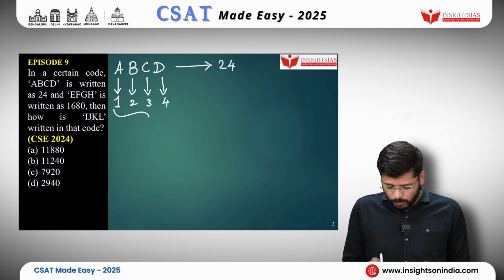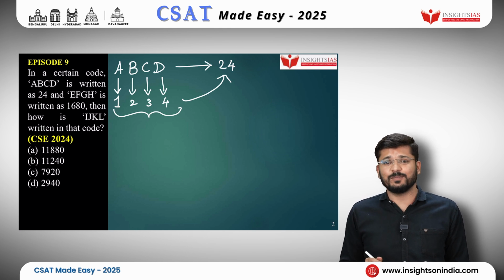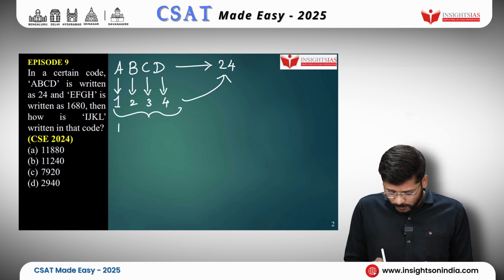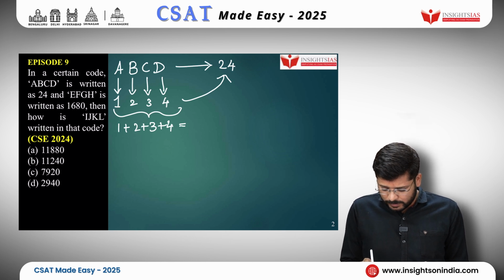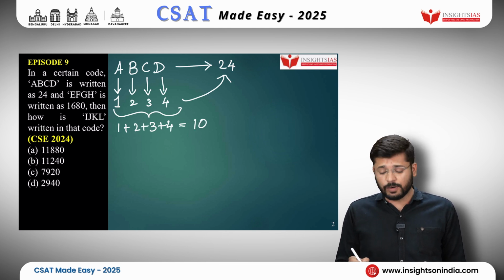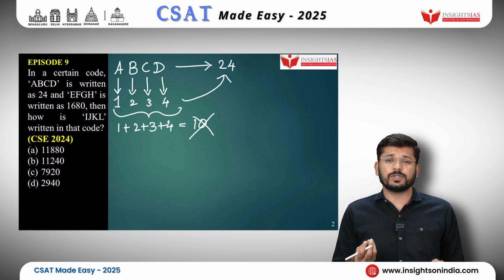Now, how do we get 24 from these 4 numbers? Let's try to add them. Let's see what we get. 1 plus 2 plus 3 plus 4. 1 plus 2 is 3, 3 plus 3 is 6, and 6 plus 4 is 10. But we did not get 24. So we shall do some more trial and error.